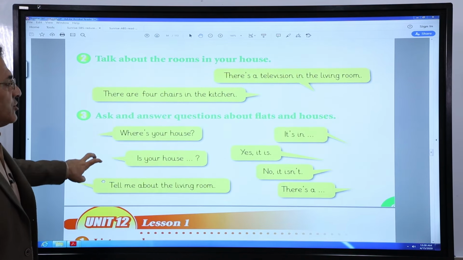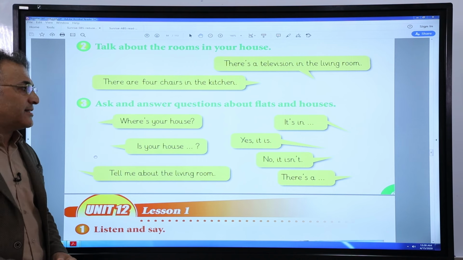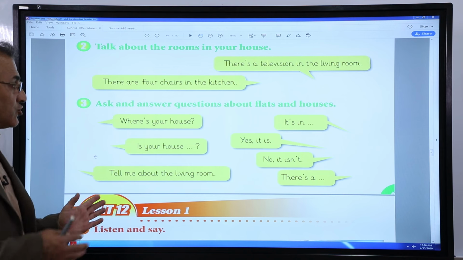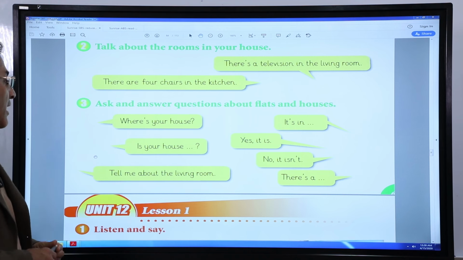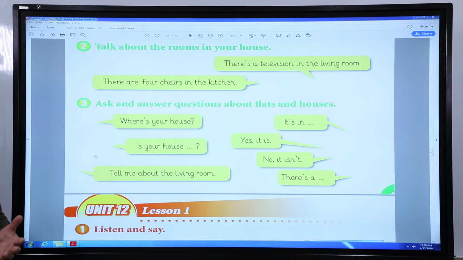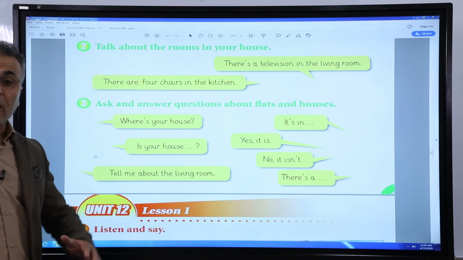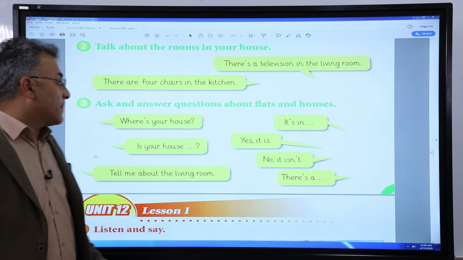Ask and answer question about flats and houses. Where is your house? It is in Schönekale. Is your house in a flat or is your house near city center? Yes, it is. Tell me about the living room. There is a television, there is a sofa, there are two armchairs.